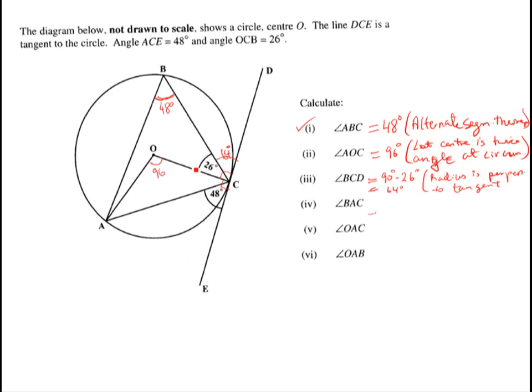Next one, angle BAC. We looked for this angle right here, from point B to point A to point C. So we move from B to A, then on to C, looking at this complete angle here. What is that going to be equal to?